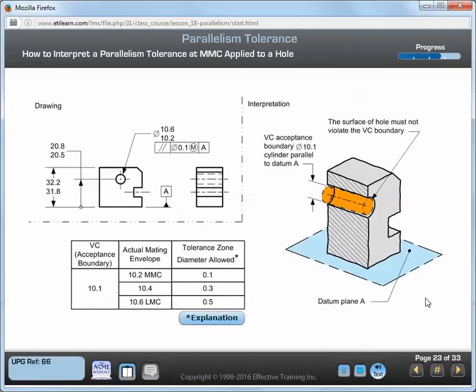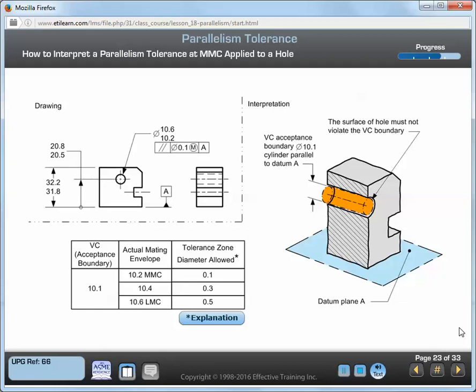The drawing on the left shows a parallelism tolerance at MMC applied to the hole. Where a geometric tolerance is applied at MMC, the function is often assembly and the surface interpretation is often used. Where parallelism tolerance at MMC is applied to a feature of size dimension, the tolerance zone applies to surfaces of the feature of size. Simply put, the surfaces of the feature of size may not violate the virtual condition, acceptance boundary. The interpretation of the parallelism tolerance is on the right.